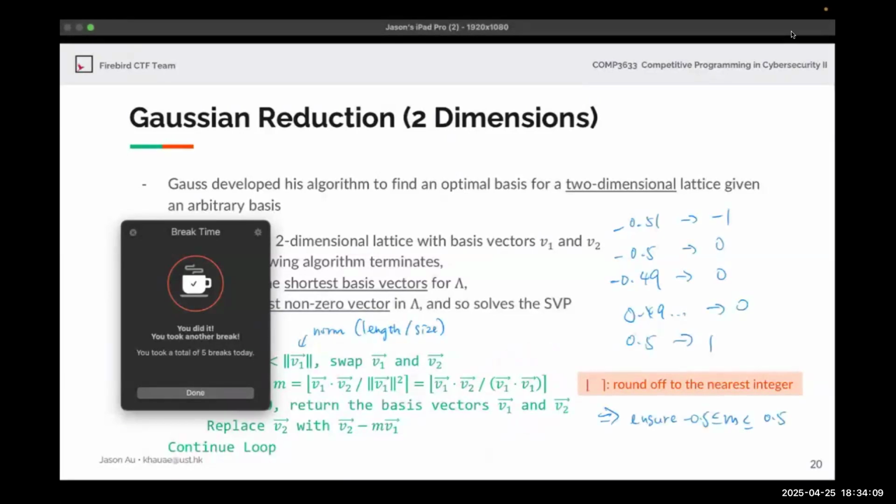If m is not 0 after rounding off, we replace v2 by v2 minus m times v1. We continue the loop, and finally we will get v1 and v2, which are the shortest basis vectors for this lattice, and the front one, v1, would be the shortest non-zero vector in this lattice. So it solves the shortest vector problem.